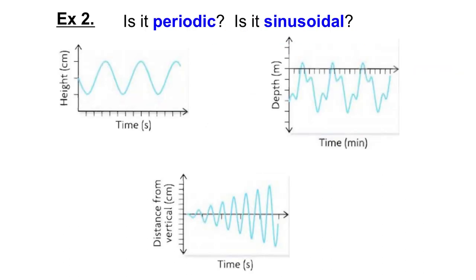So here are 3 different graphs, and I have 2 questions for each graph. Is it periodic? And is it sinusoidal? So pause the video and see if you can answer both of those questions for each graph. And if you get stuck, you can just wait till I take it up.